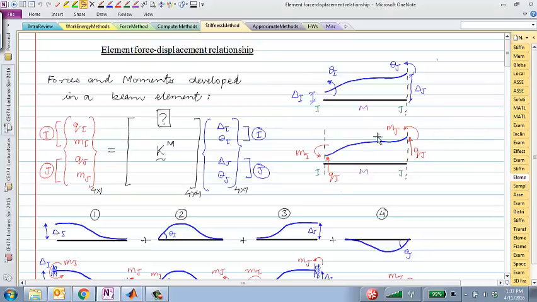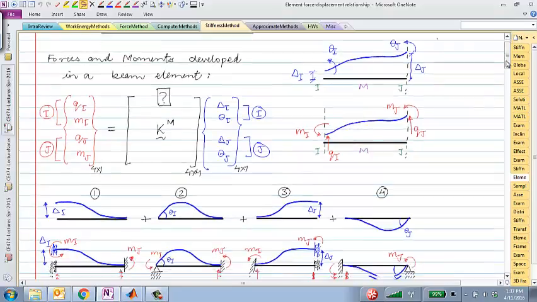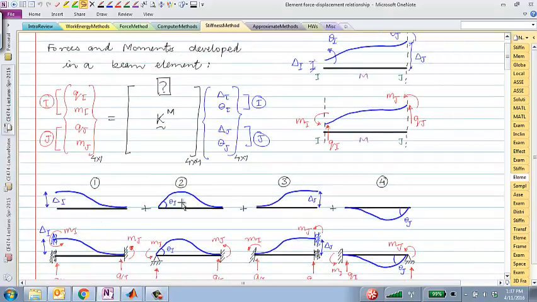So we said that if we can figure out these four particular cases, how the beam element responds in these four cases, then we can combine them in different ways to come up with the response in a general setting.